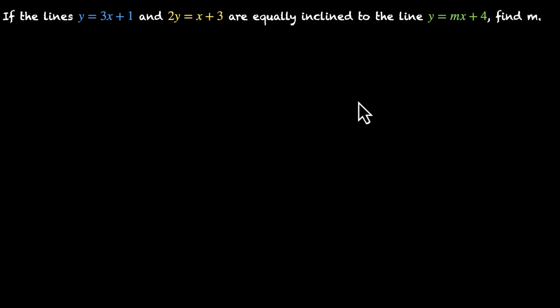Okay, so equally inclined means their angle is the same, which means tan of that angle will be the same. So we can use the formula tan theta equals mod of (m1 minus m2) by (1 plus m1 m2). We'll use the formula once for this blue and green line, and the second time for this yellow and green line. Both of them should give us the same tan because both of these are equally inclined to this line.